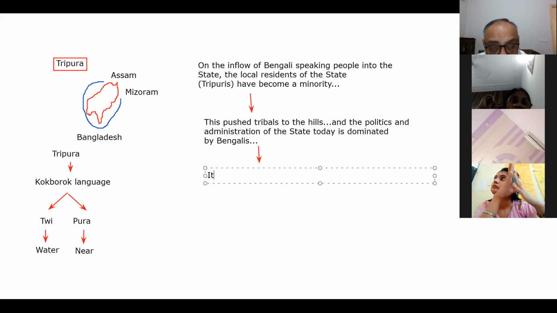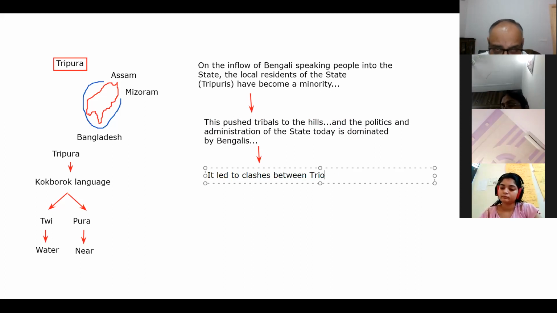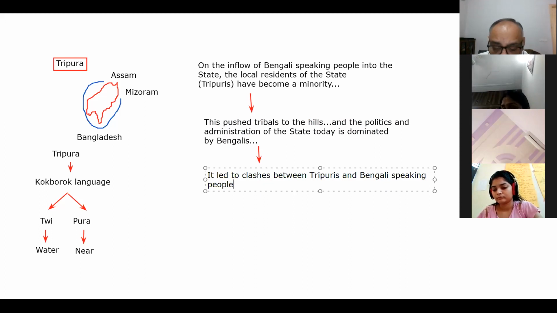So it led to clashes between Tripuris and Bengali speaking people, right? सो इससे उनके बीच में clashes start हो गए between Tripuris and Bengali speaking people, right?